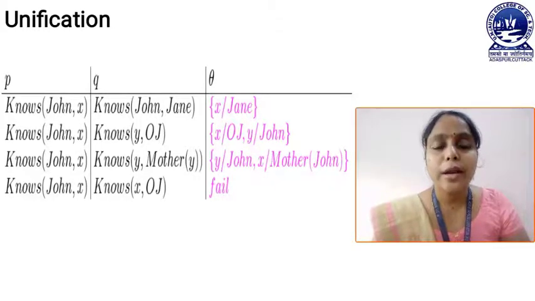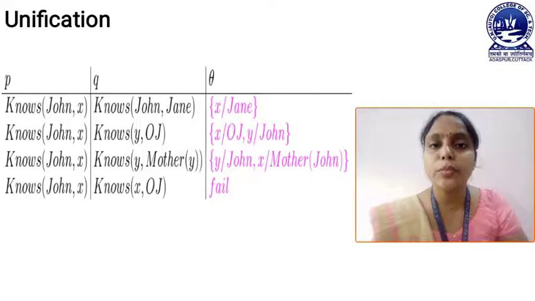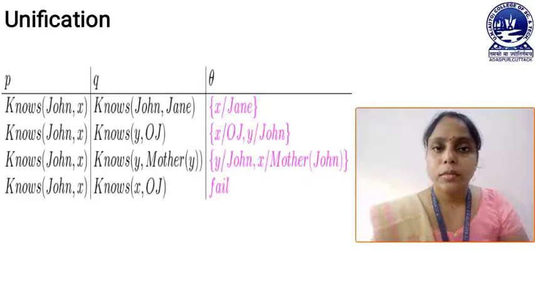Here the same variable X cannot contain different values at the same time. That means in this case the unification fails. And here the unification fails only because of the same variable used in two different literals. If we rename one of the variables, suppose the P literal is Knows(John, X) and the Q literal is Knows(Y, OJ), this is the same as our second case.